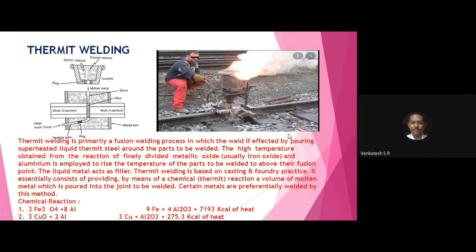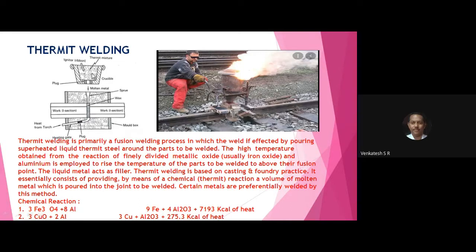What are the chemicals used in thermite welding? Just all of you observe here. Aluminum and iron oxide, which produces 7193 kilocalories of heat. This is copper oxide and aluminum, which produces aluminum oxide, which also produces heat of 275.3 kilocalories. This is maximum enough to melt the ends of the railway track. All of you observe here. This is the principle of operation of thermite welding.